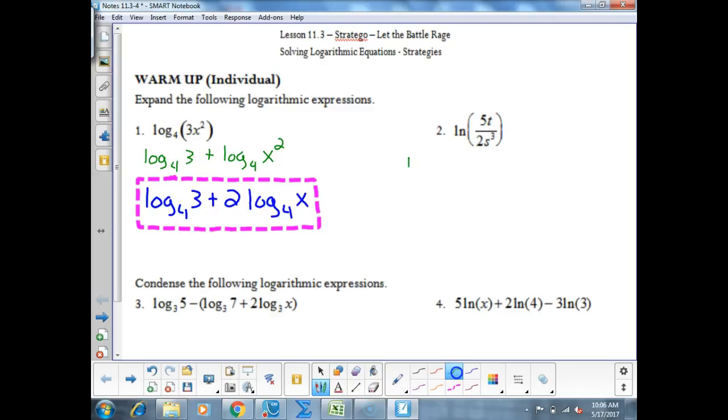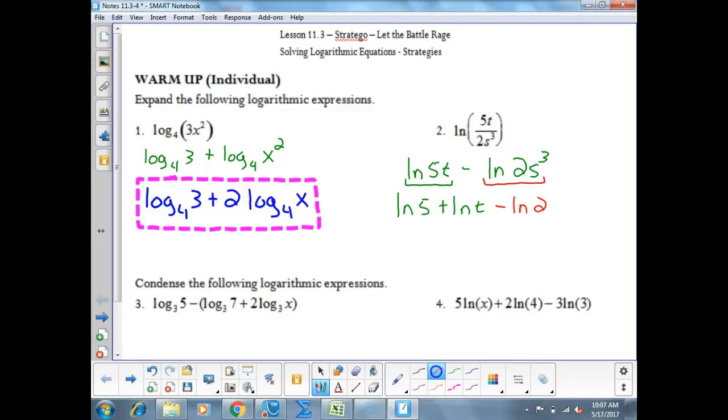Natural log of 5t minus the natural log of 2s cubed. Okay? So the first one becomes the natural log of 5 plus the natural log of t. And that's what this one becomes. Now this one is a little trickier because it's minus the natural log of 2 and minus the natural log of s cubed. Because they're both in the denominator, they are both being subtracted.